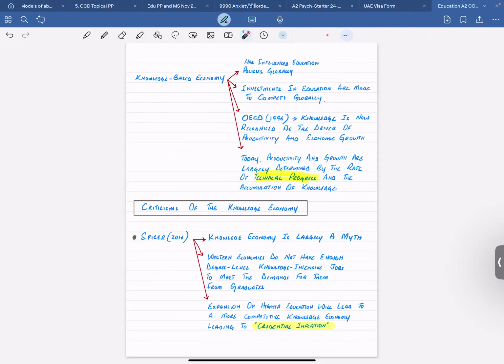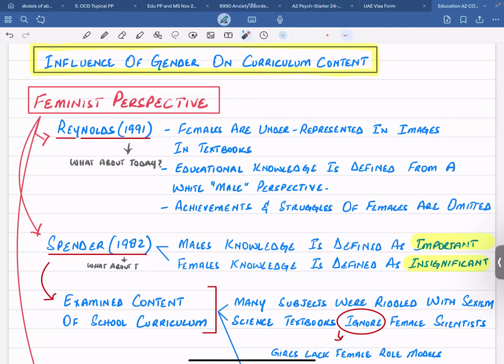social group. We could take this ahead and talk about how the curriculum is gendered. You could write down about Reynolds in 1991: females are underrepresented in images in textbooks.